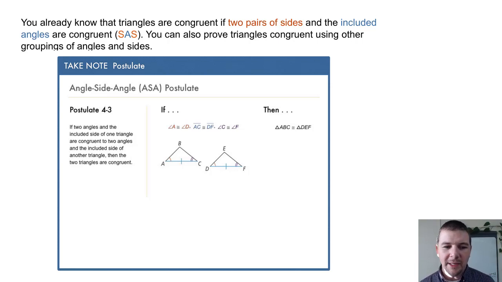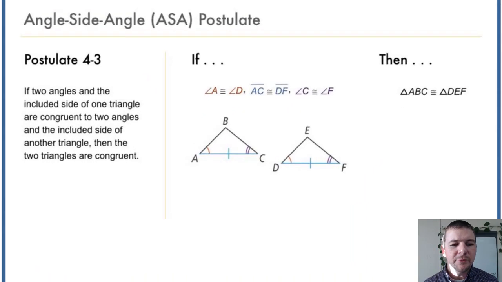Postulate 4-3, nicknamed the angle-side-angle postulate. If two angles and the included side of one triangle are congruent to two angles and the included side of another triangle, then the two triangles are congruent.